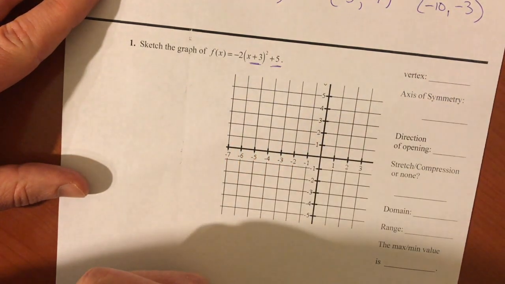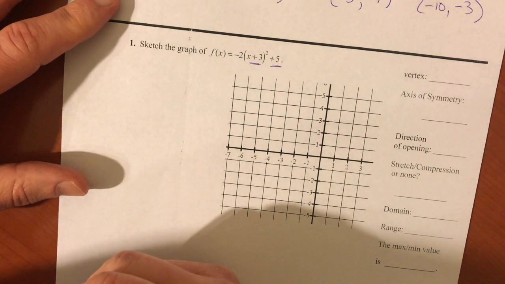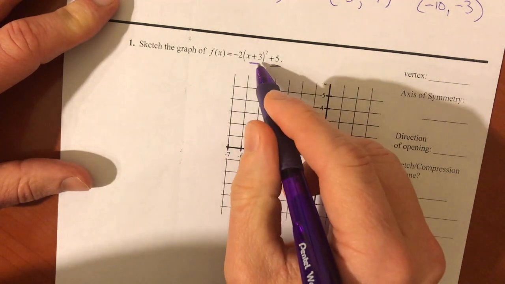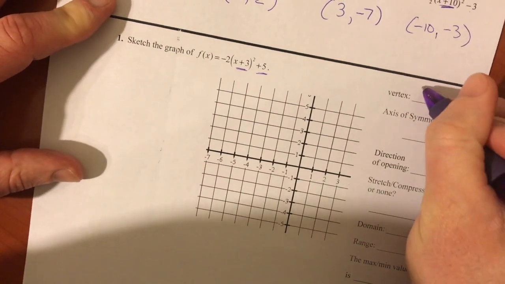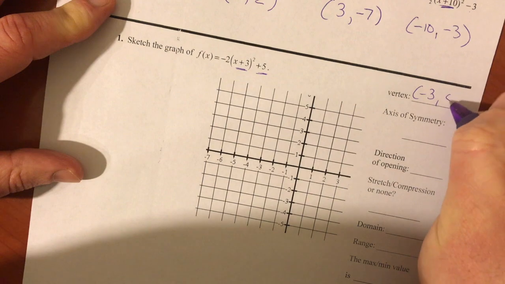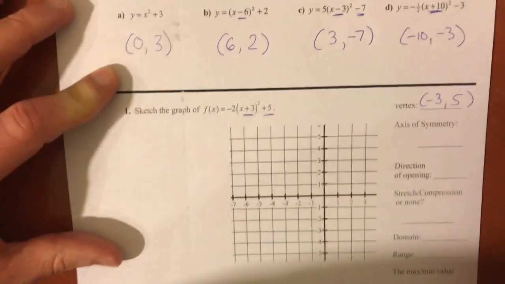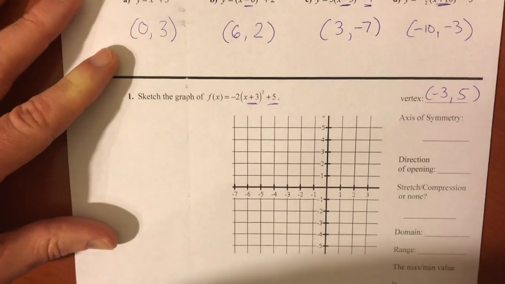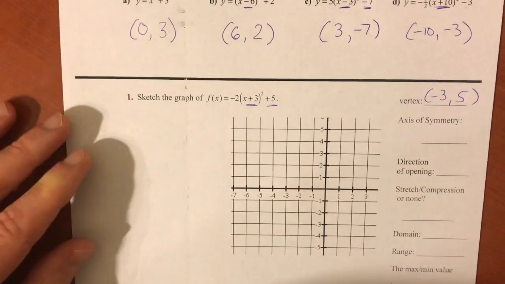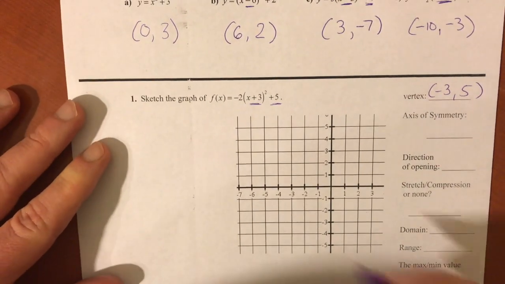So first, you see it in this form. Let's think about that vertex. It's vertex form, so that's the easiest thing to get right off the bat. That vertex is going to be at negative 3, positive 5, right? Plus 3 on the inside, and plus 5 on the end means 3 units to the left and 5 units up.